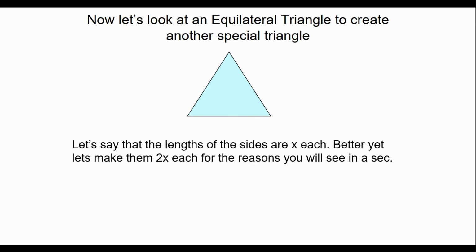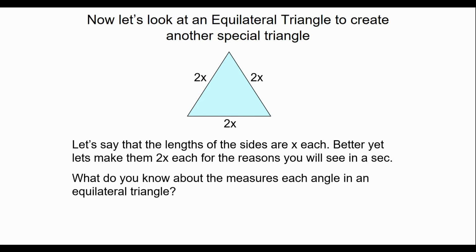So let's say that each of the sides are x, and actually let's make them 2x, and it makes it a little bit easier, and we'll show that in a second. So each of the side lengths are 2x. Now, if we think about what we know about the measures of each angle in an equilateral triangle, all the angles are 60 degrees, which we can label on the diagram.